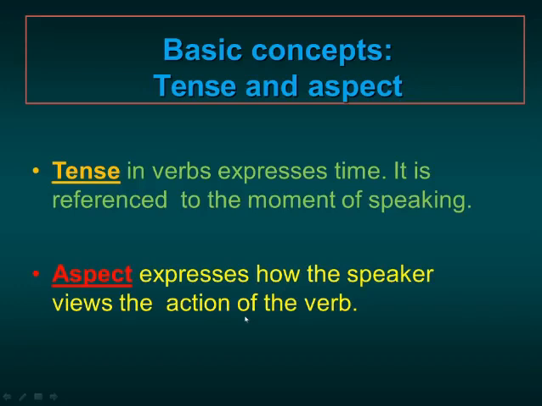Okay, this is the difference between tense and aspect. It is the view of the speaker, how this action is going on. You see how the action is going on. Sometimes it will be in continuous, sometimes it will be in simple method.